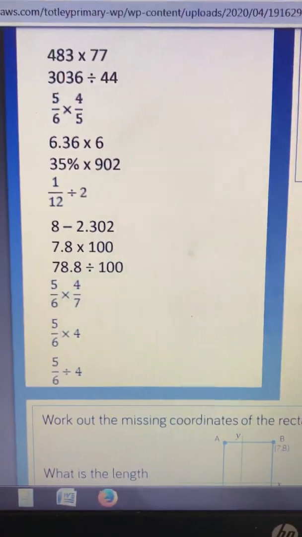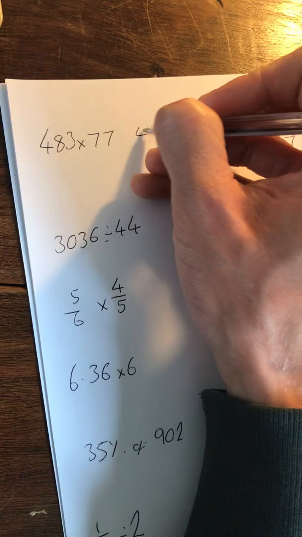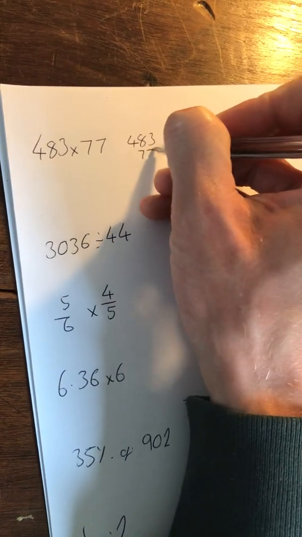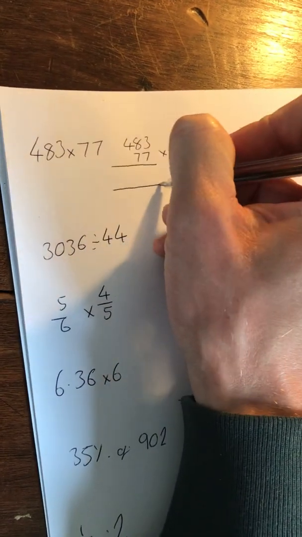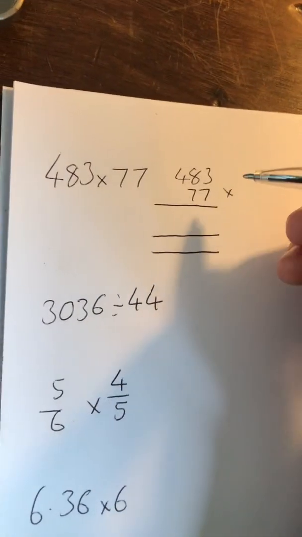Let's get cracking on arithmetic, and we're starting with long multiplication of 483 times 77. So let's lay it out. I think it's always helpful when we're timesing by a number of two of the same digits, because it's only one times table we need to think about.